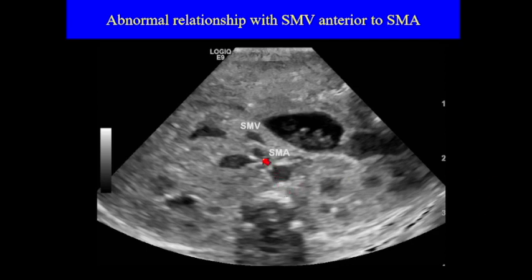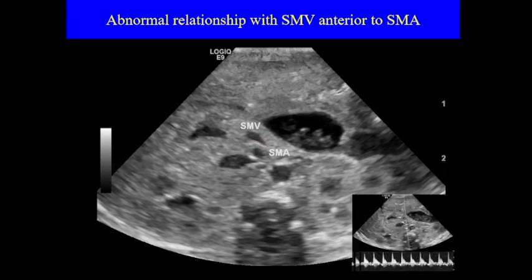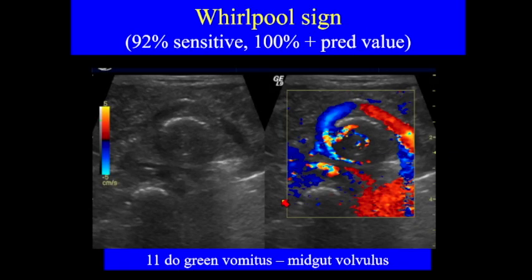This is a case just of an SMA with an SMV anterior to it, so that's atypical, and one can see that you can use Doppler to figure out which is the artery and which is the vein. Usually the artery has an echogenic rind around it. At the same time, you can use ultrasound to see, for example, in this 11-day-old with green vomitus, the SMV circulating along with bowel, the SMA.